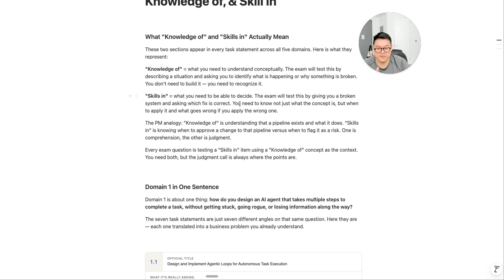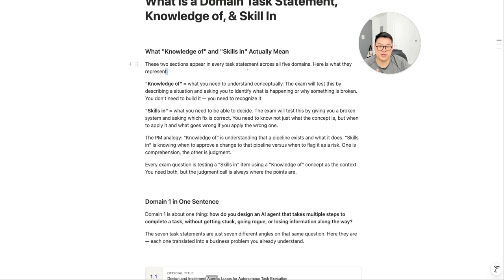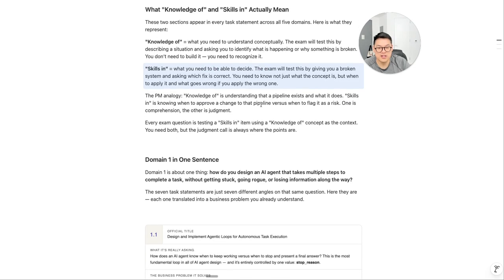What knowledge of? It's actually saying there are 2 sections that appear in every single task statement across all 5 domains. Here's what they present. Knowledge: what you need to understand conceptually. The exam will test this by describing a situation and asking you to identify what is happening or why something is broken. You don't need to build it. You just need to recognize it. Okay, so I just need to understand what's being broken here. Great. Now understand it.